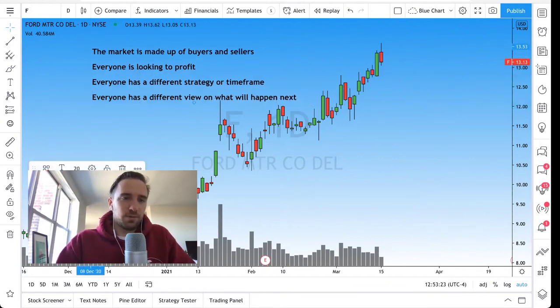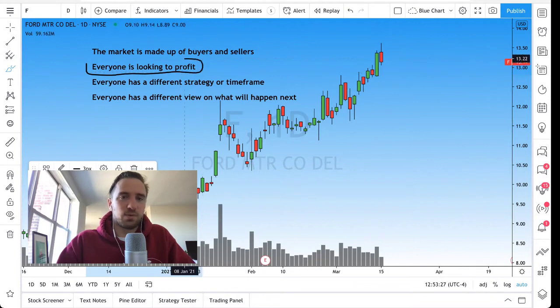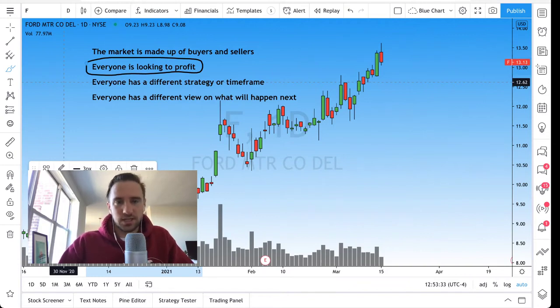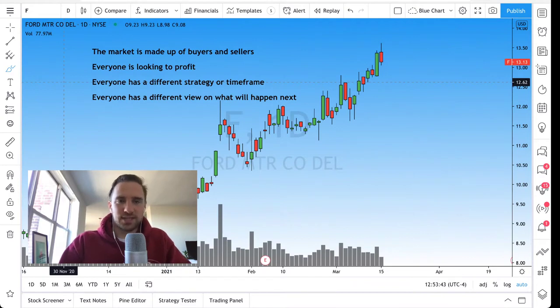The next really important point is everyone is looking to profit. Now that I think is super important because you're not the only one who's trying to beat the markets. There are tons of people out there trying to beat the markets. And when everyone is trying to beat the markets, it's going to get really competitive and difficult. That's why it's not easy. And there is no get-rich-quick scheme in markets.